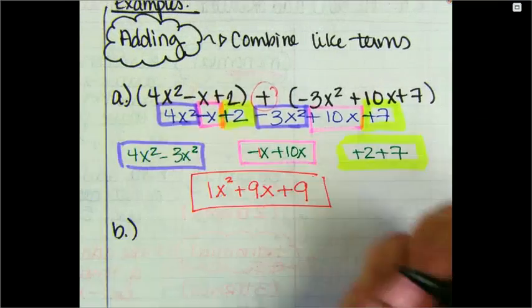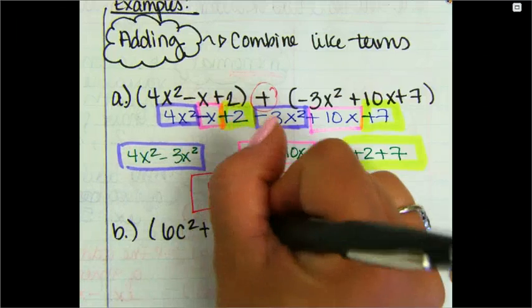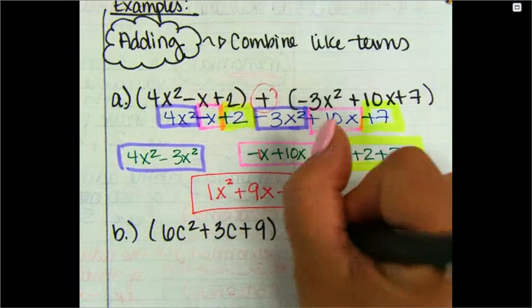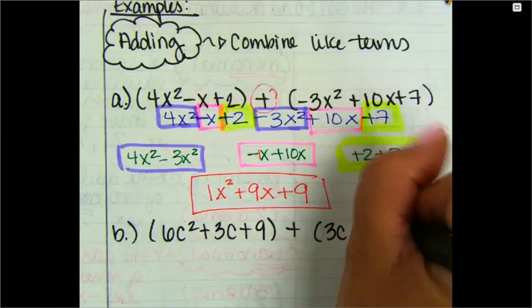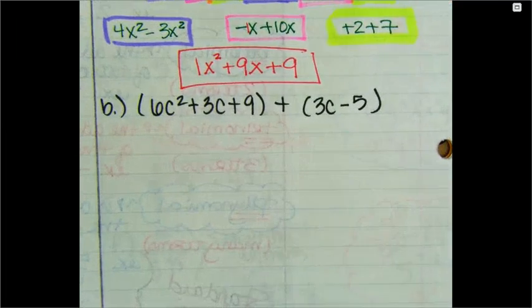Do 1. Do 6c squared plus 3c plus 9 plus 3c minus 5. Go ahead and combine it by yourself and then check with your neighbor.